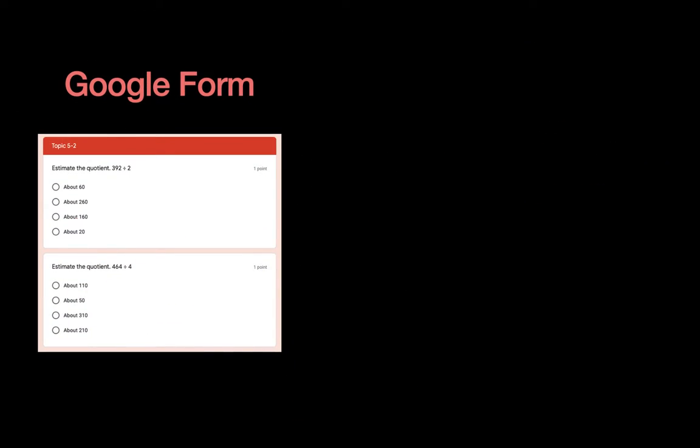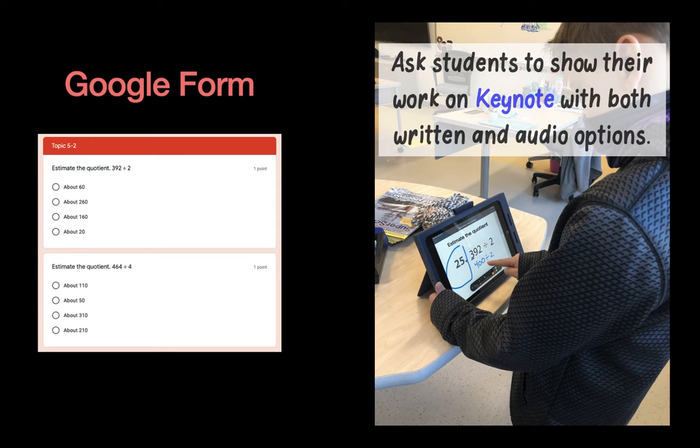A lot of us are using Google Forms, which is good and it's really convenient because it grades for you. However, we don't always know what the students are thinking and their thought process behind their multiple guess responses. So think about maybe using a Keynote where they can show you their work with written options, or if they're struggling writers, have them give you an audio recording to explain their thinking right on their Keynote slide.